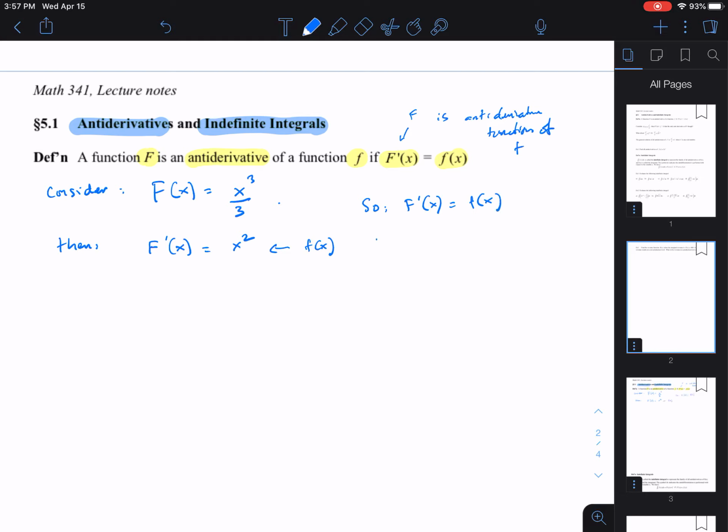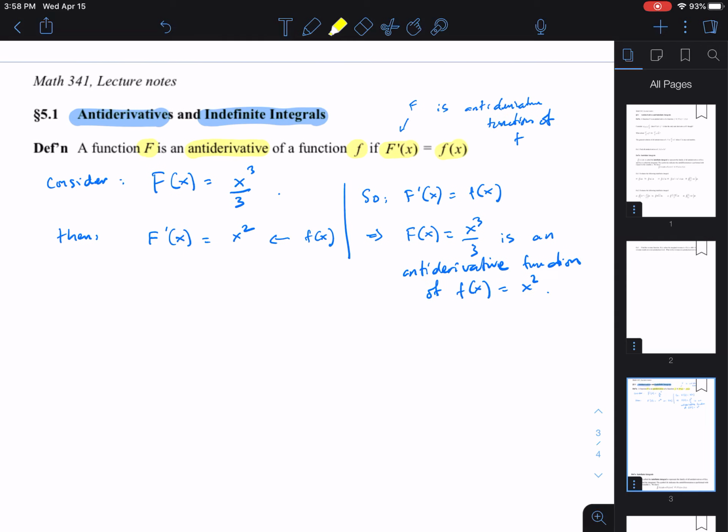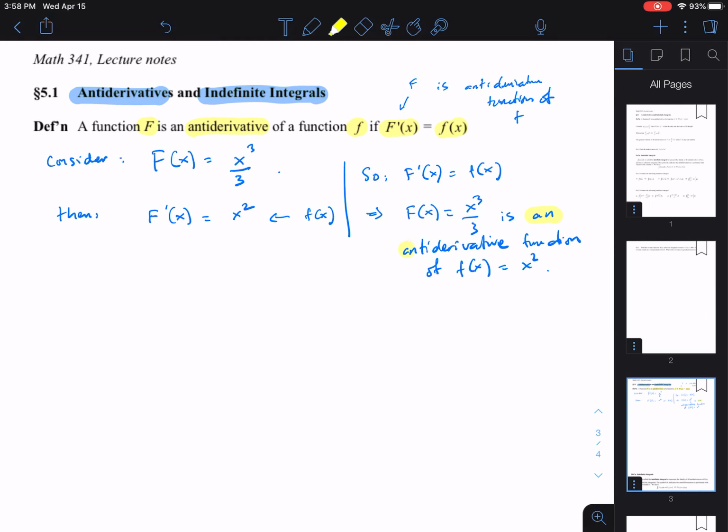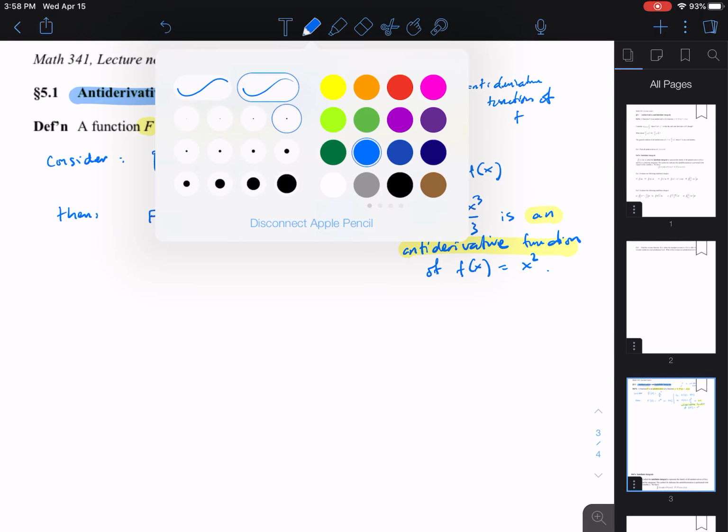So that implies that this function here, x to the third over 3, is an antiderivative function of the lowercase function f of x, and that is x squared. Notice that we use the words "is an antiderivative." It's not "the antiderivative." And let's take a look at why it's not the antiderivative of the function x squared.